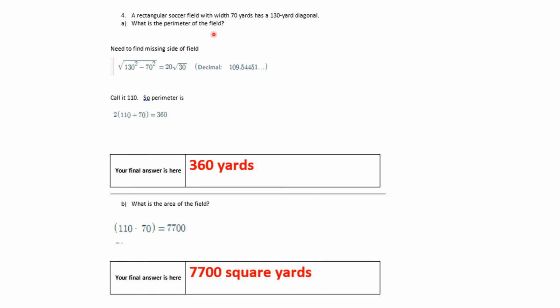We have a rectangular soccer field. The width is 70, but the diagonal is 130, so we have to use the Pythagorean Theorem to find the missing side length, and that's going to be this number, and we'll round that to 110. So the perimeter is, we're adding the 110 and 70 and multiplying by 2. That's going to be 360, and the units should be yards. And then when we have both the length and the width, we can multiply them together to get the area. That's going to be 7,700 square yards.